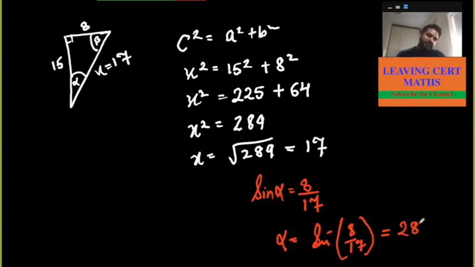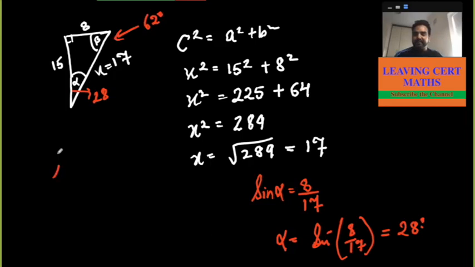Is it decimal or just 28? 28.07248694. Okay, let's make it 28 degrees. So if alpha is 28, how much does this have to be? This plus this has to be 90. So is it not 62? Yes, 62 degrees.